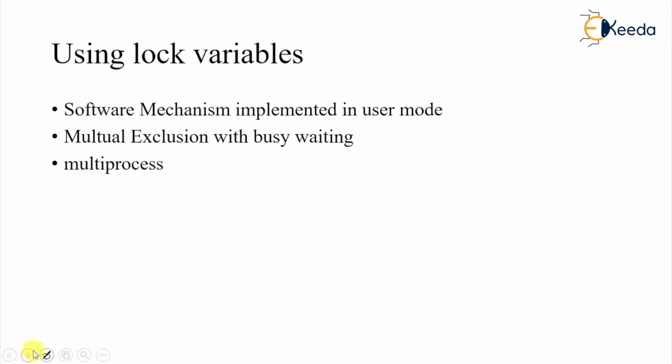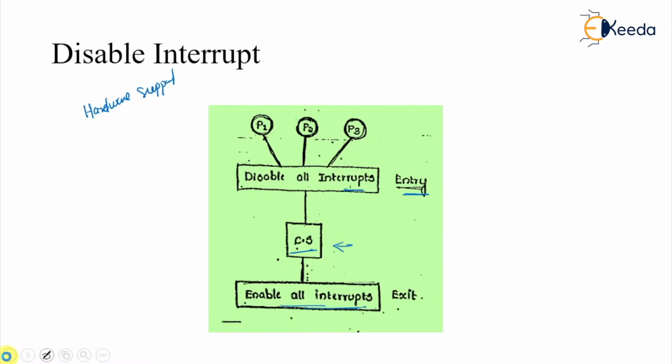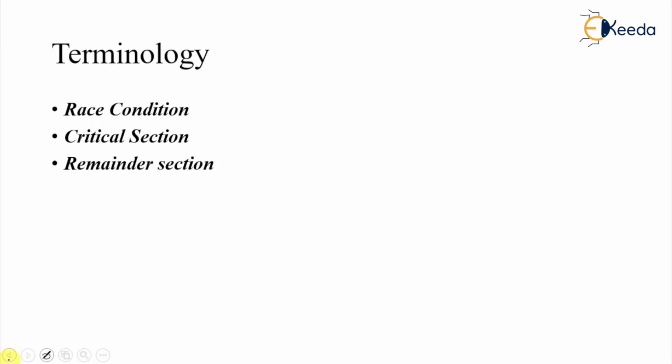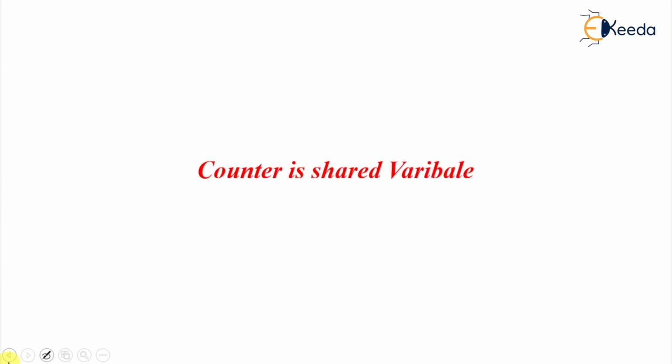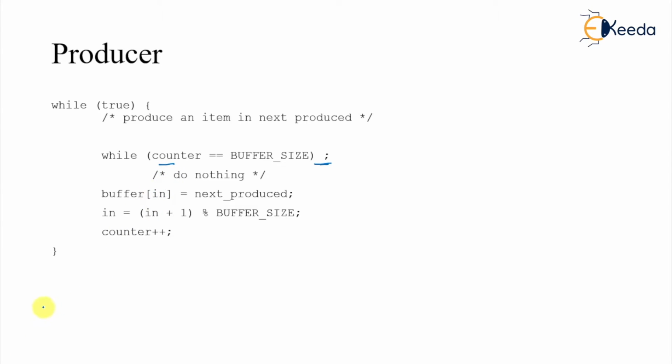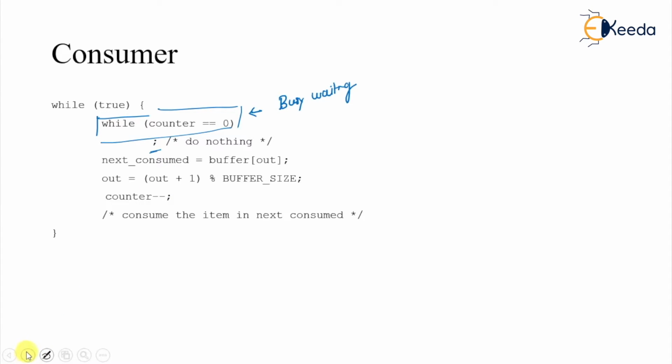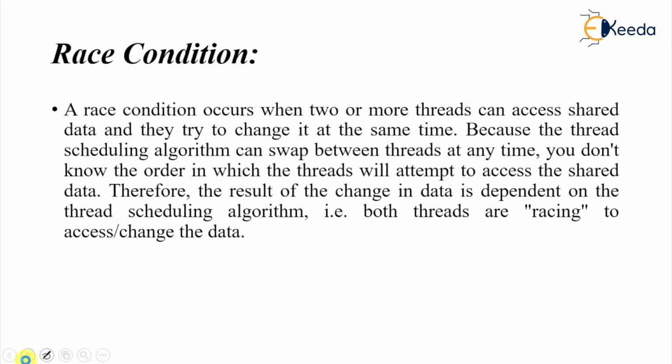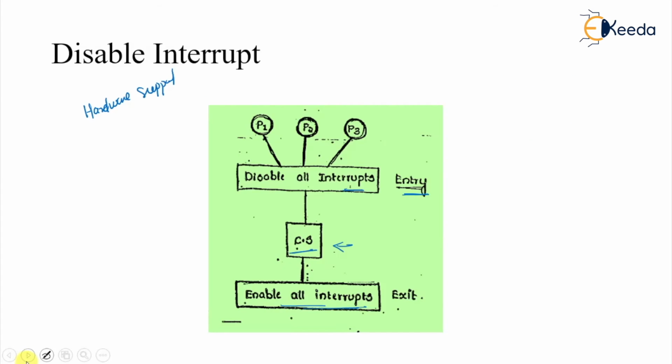The next is using a lock variable, that is a software mechanism, and it is implemented in user mode. It is something like we have already seen, where the counter is exactly equal to buffer size, and another one where the counter is exactly equal to 0. So that is a variable, and we are just putting a spin lock into this.